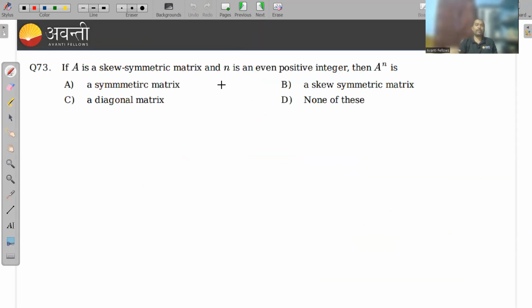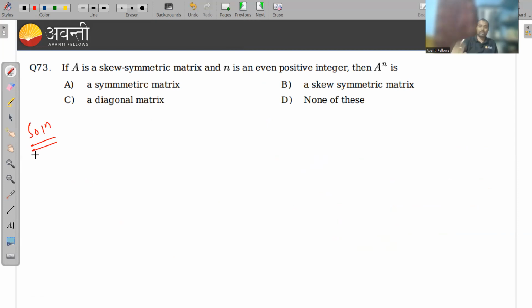73. A is a skew symmetric matrix and n is an even positive integer. Then A to the power n is a symmetric matrix, a skew symmetric matrix, a diagonal matrix, or none of these. Option D is none of these. So what is the solution for this question?